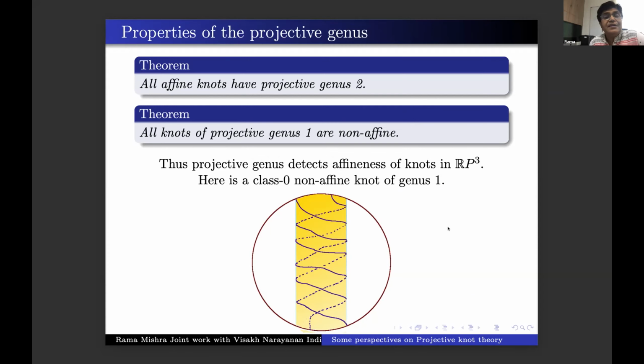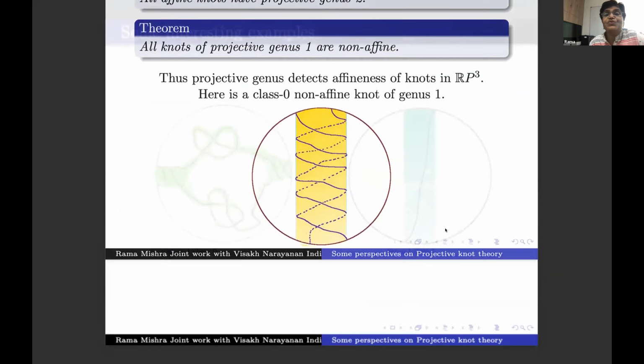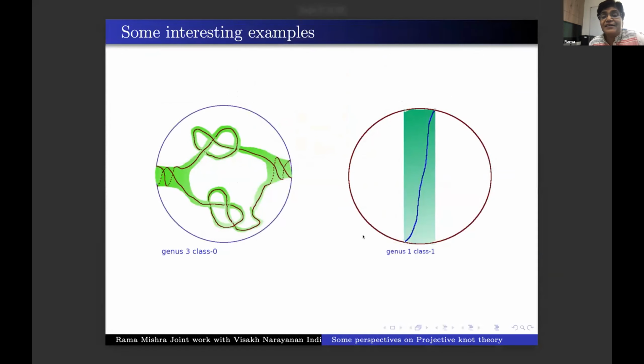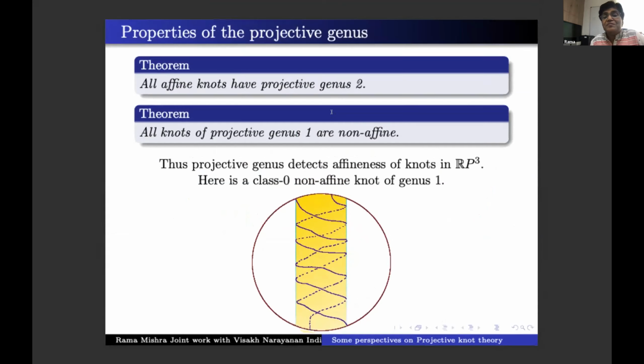That is fine. Now what happens is, projective genus detects affineness, because if genus is different from 2, then that knot is going to be non-affine, and all class 1 knots have genus 1. So what happens to those non-affine class 0 knots? That is where the whole mystery lies.